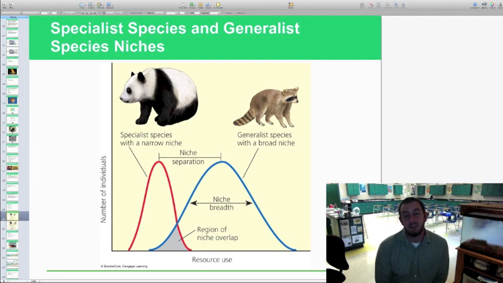Whereas the generalist species, the raccoon, can live in many different habitats. Number one, it eats a variety of different things, all sorts of stuff. It's omnivorous. It eats plants. It eats meat. It eats a whole bunch of stuff. It can live in cities. It can live in your attic. I mean, it can live in a whole bunch of places. It's very, very broad as far as where it lives and what it does. So those are the differences between a specialist species and a generalist species.